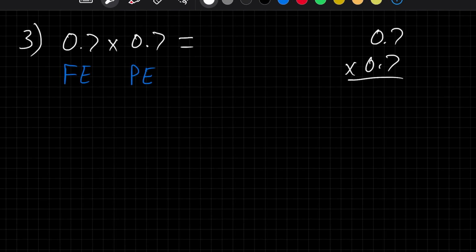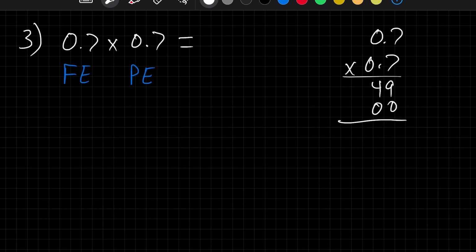So let's see what this is. 0.7 times 0.7. So 7 times 7 is 49. 0 times 7, 0. 0 times 0, 0. All right, so we add these. All right, now we have 1 place here and 1 place here. So we need to go 1, 2.